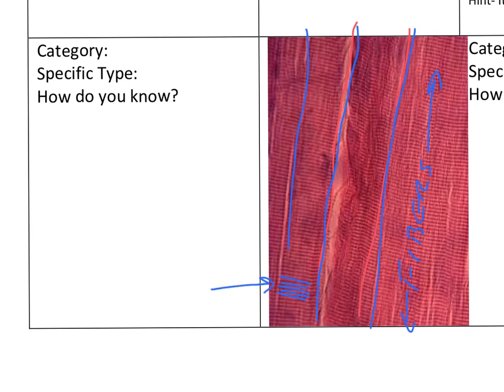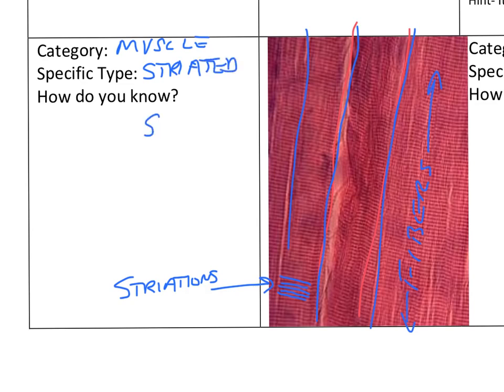Those are referred to as striations, and that makes this muscle, and more specifically it's called, striated muscle, or we can also call it skeletal muscle. Striated because of the actual striation, skeletal because it's attached to the skeleton.